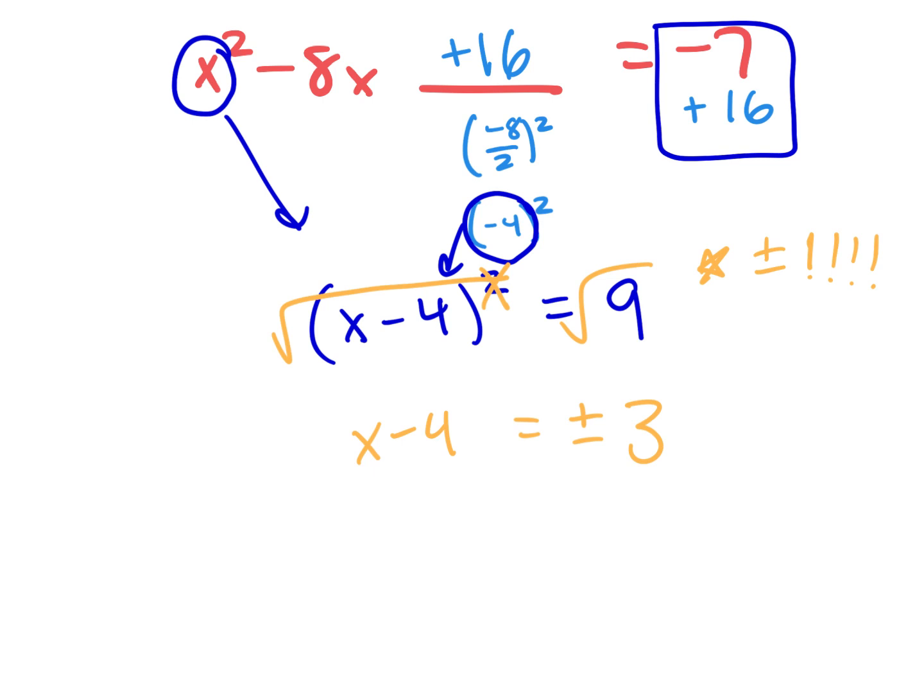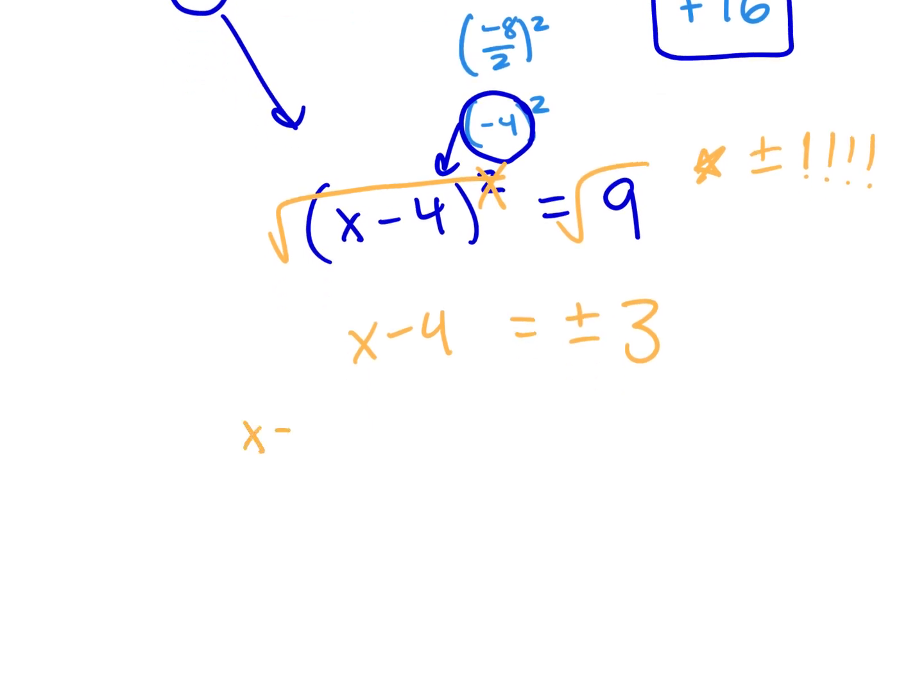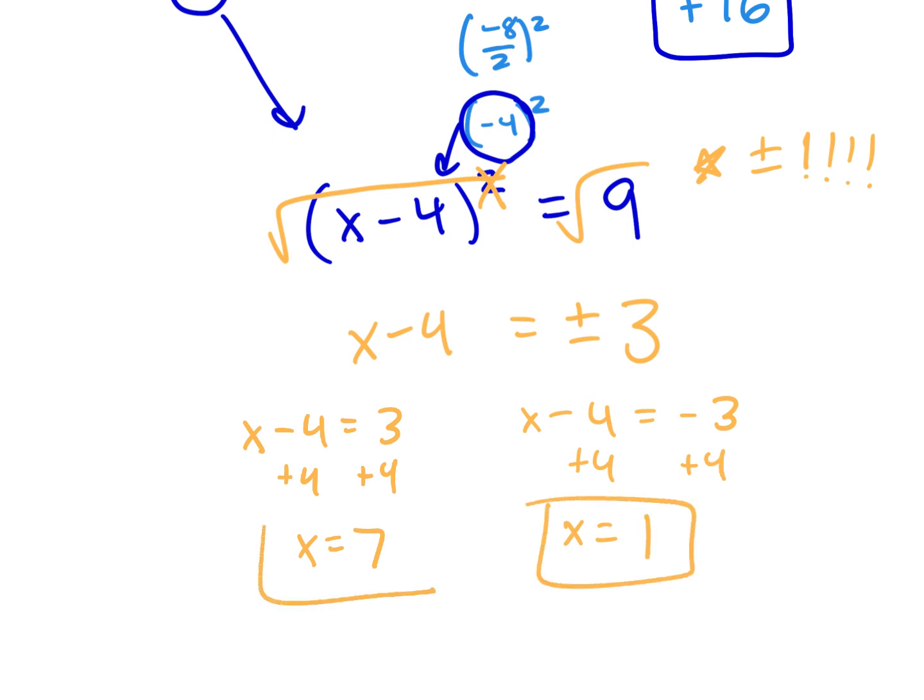What should I do next? Before I can add 4, what do I have to do? Separate them. So I have x minus 4 is equal to 3. X minus 4 is equal to negative 3. And then, Marina, what can I do? Add 4. So x is equal to 7, and x is equal to 1. Perfect. Good job.